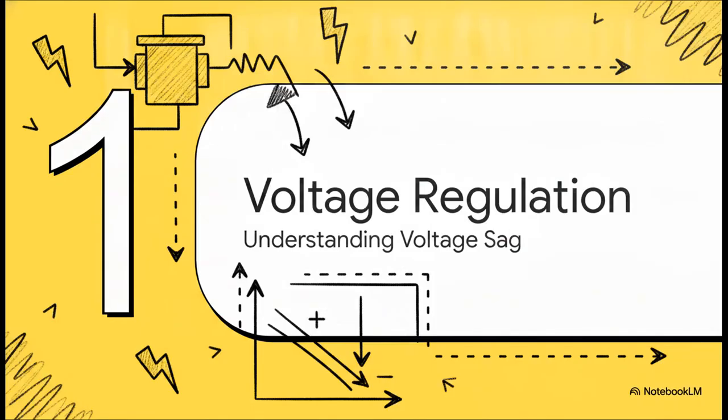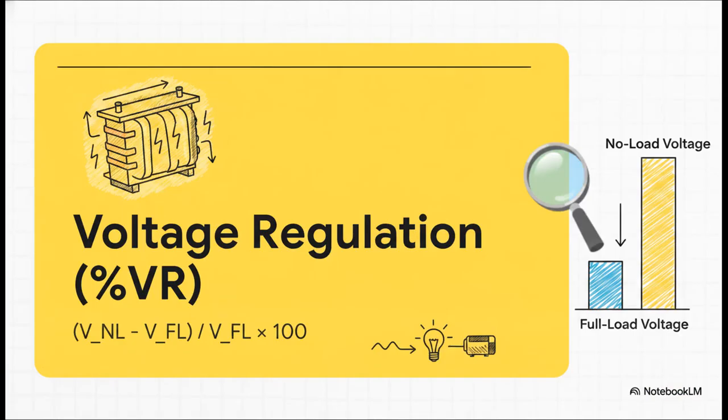Section 1. Voltage regulation. Understanding voltage sag. Okay, our first major application of this newly simplified circuit is calculating how much the voltage sags. Because a real transformer has internal series impedances, that REQ and XEQ we literally just found, the output voltage is actually going to vary with the load, even if your input voltage is perfectly constant. We measure this effect using what's called voltage regulation. By definition, voltage regulation is the no-load voltage minus the full load voltage divided by the full load voltage, all multiplied by 100 to give you a percentage.